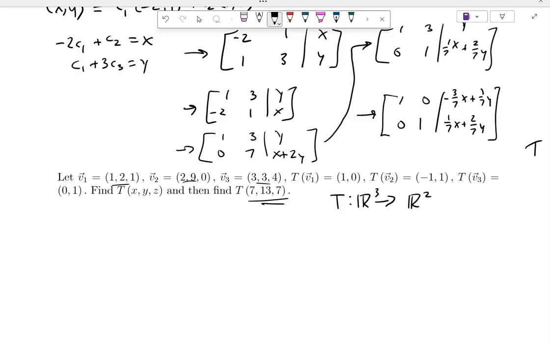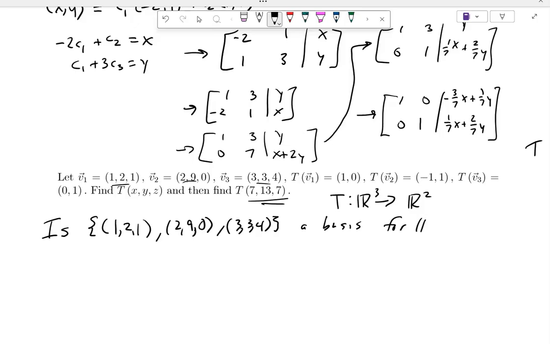Okay. So the first thing I need to do is ask the question: is the set 1, 2, 1, 2, 9, 0, 3, 3, 4 a basis for R3? That's the first thing we need, right? If I'm going to use this to figure out what the transformation does, I need it to be a basis, right?